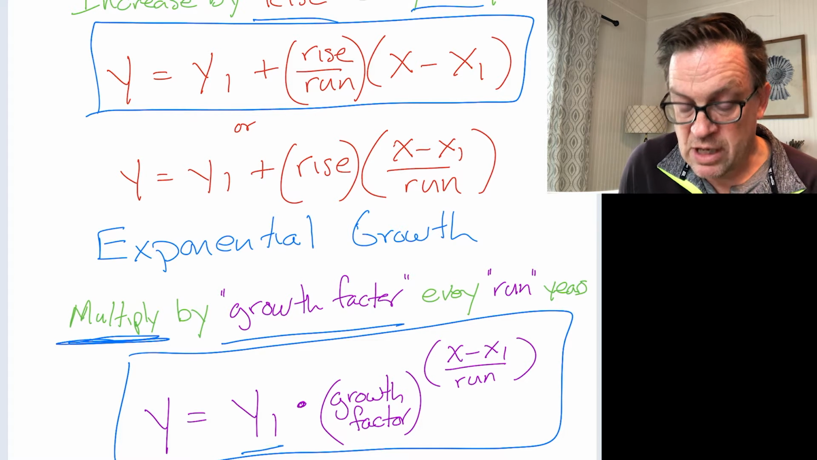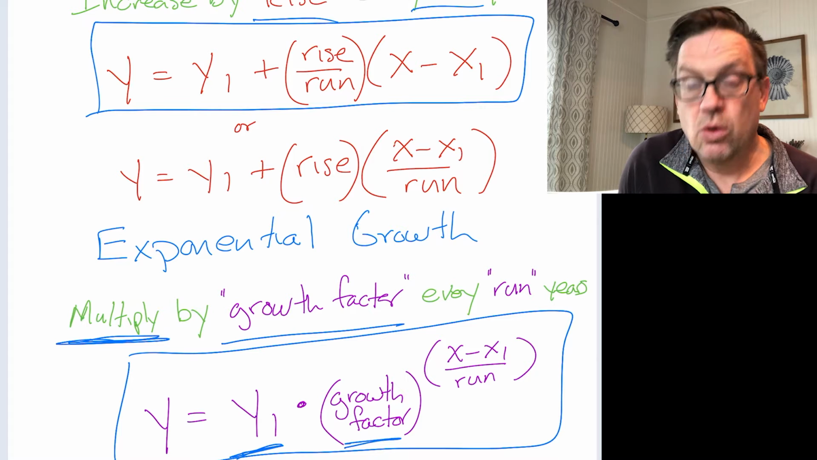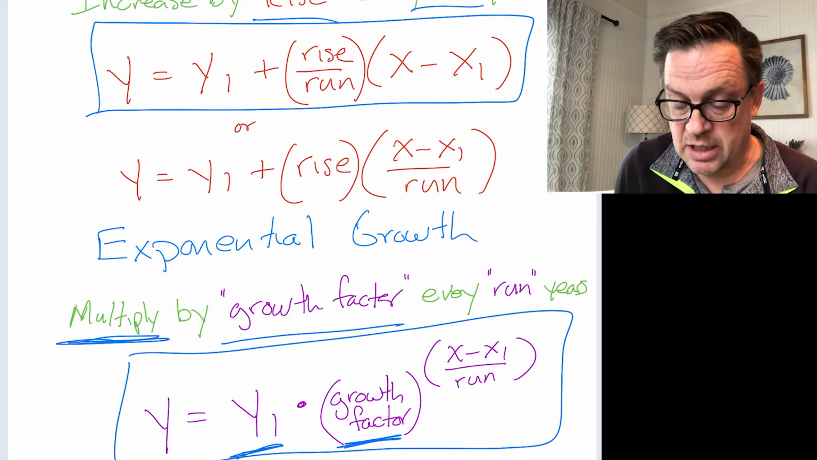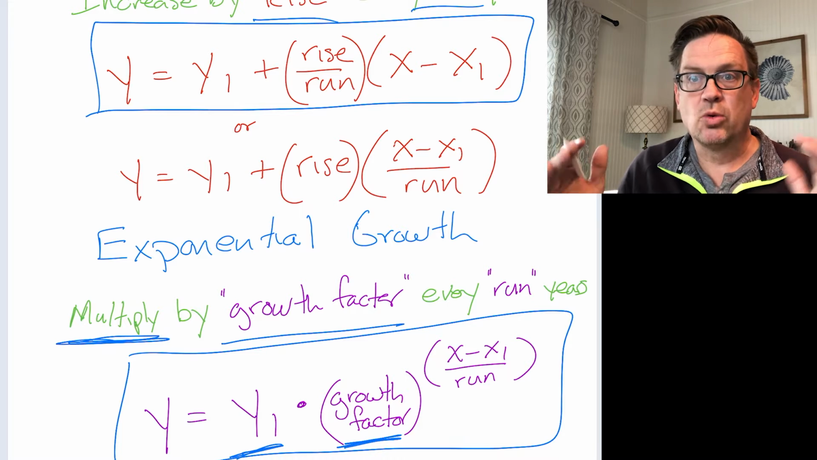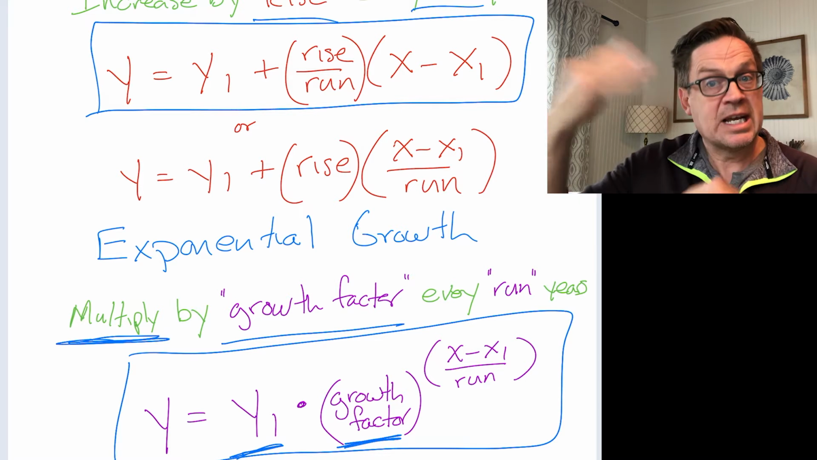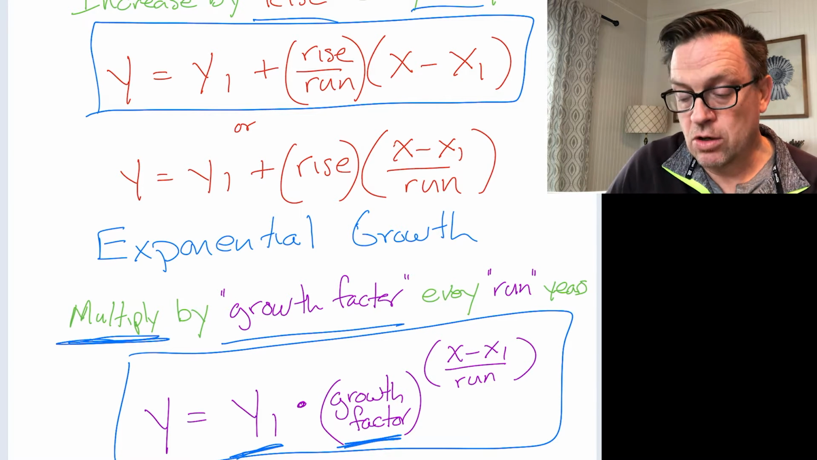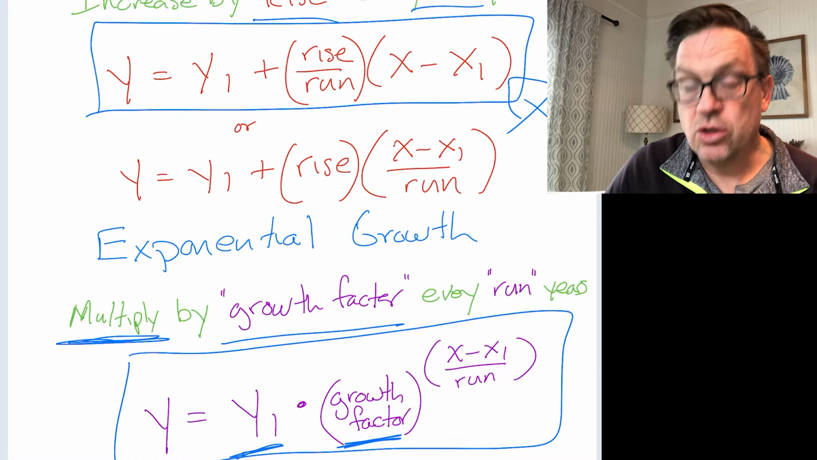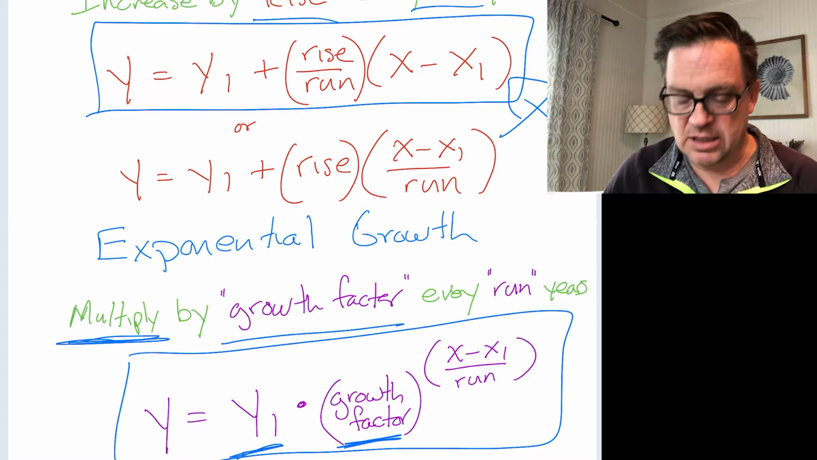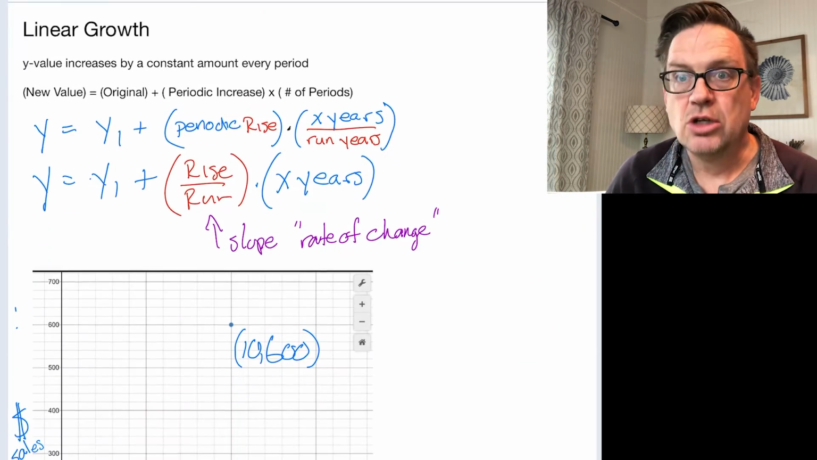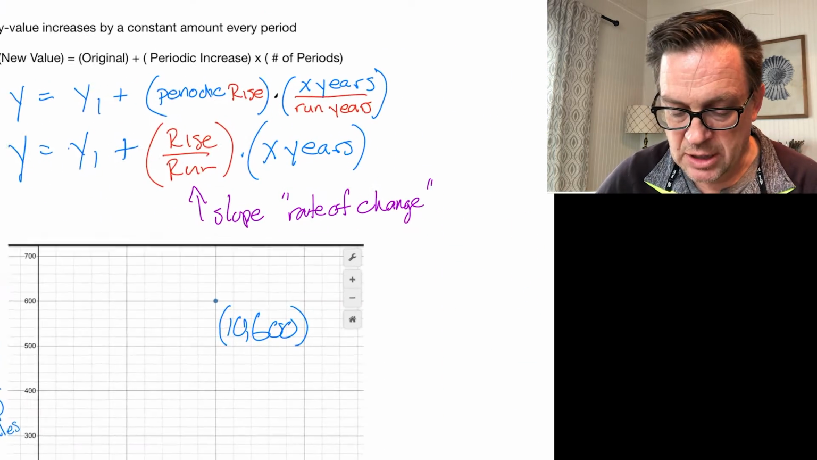The starting value, y1, times what you multiply by, and the exponent is how many times you multiply. So when you multiply over and over again, you get an exponent. When you add over and over again up here, you multiply. So that's the similarities and the distinctions. So let's do an example.